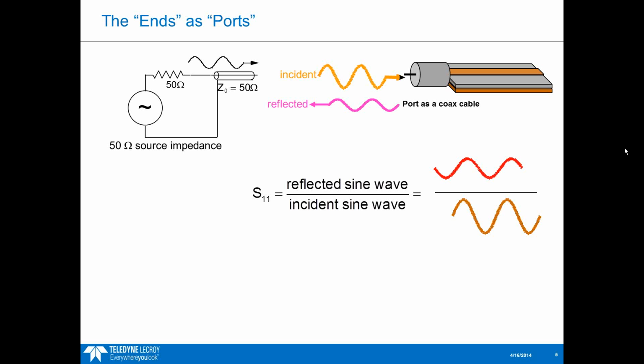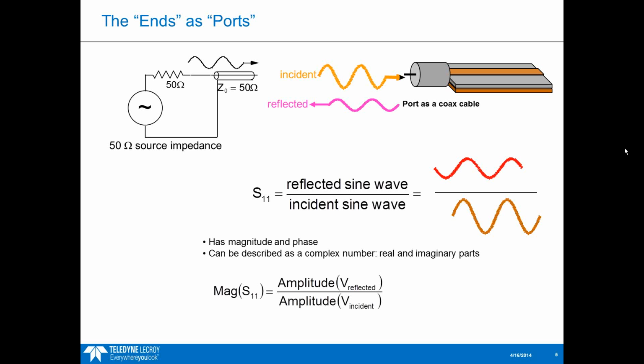And if you look at what that would look like here, you can see there's an amplitude and there's a phase for each of these waveforms. So this is going to be a complex number that we can describe with real and imaginary parts. Typically, people look at the magnitude, which is usually the more useful of the magnitude and the phase. And that's going to be the amplitude of V reflected over the amplitude of the incident. That's going to give us the magnitude.